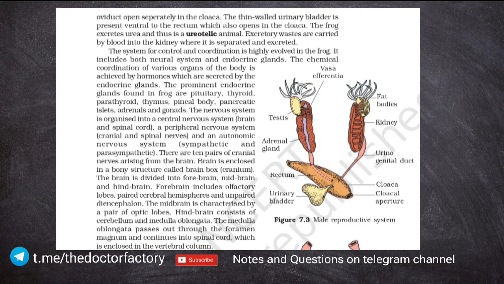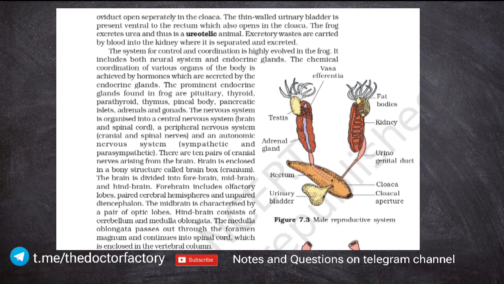The nervous system is organized into a central nervous system, that is brain and spinal cord, a peripheral nervous system, that is cranial and spinal nerves, and an autonomic nervous system, that is sympathetic and parasympathetic. There are 10 pairs of cranial nerves arising from the brain. The brain is enclosed in a bony structure called the brain box, also known as the cranium.